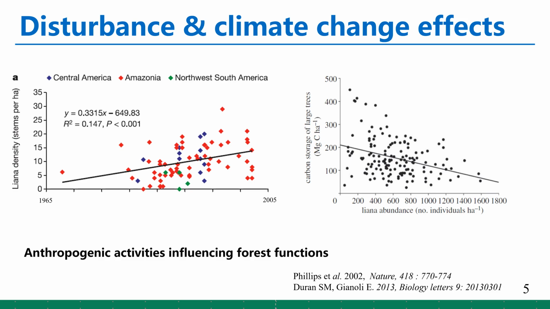This slide shows a classic case of an increase of liana density in the left panel and a decrease of carbon storage with an increase of liana abundance in the right panel. This indicates that liana proliferation is reducing carbon storage at the ecosystem level.